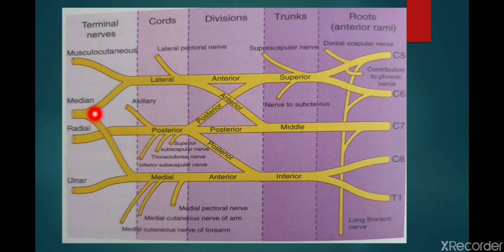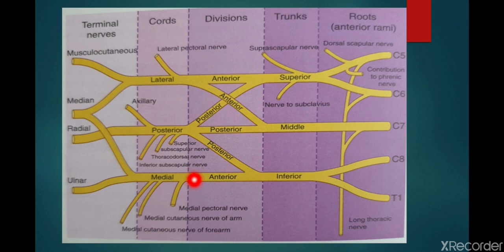Okay, so the lateral cord is giving rise to three branches: lateral pectoral nerve, musculocutaneous nerve, and lateral root of median nerve. The posterior cord is going to give rise to 5 branches. Okay, they are superior subscapular nerve, inferior subscapular nerve, thoracodorsal nerve, then axillary nerve and radial nerve. So that is the total 5 branches.